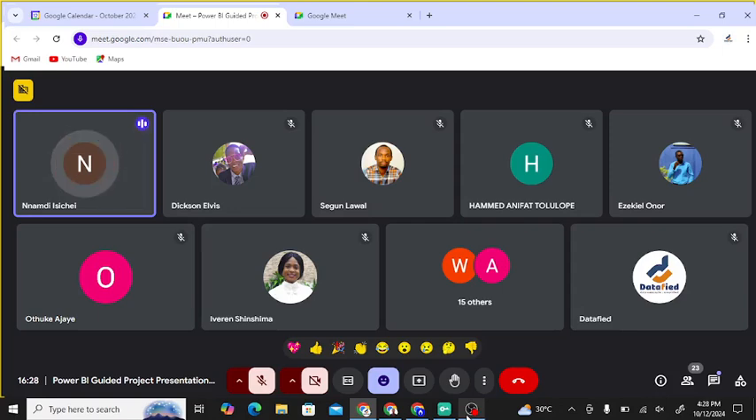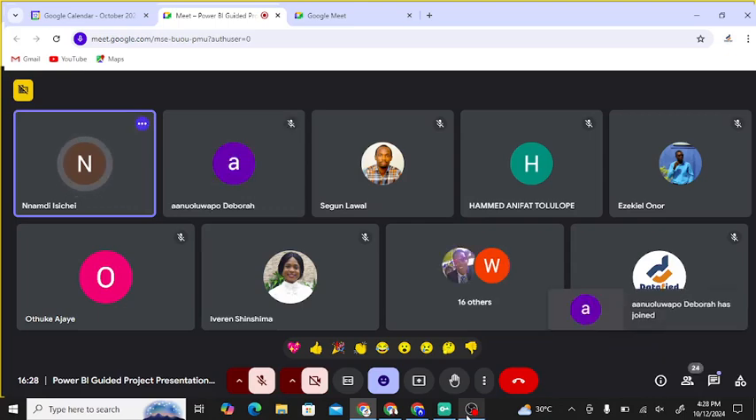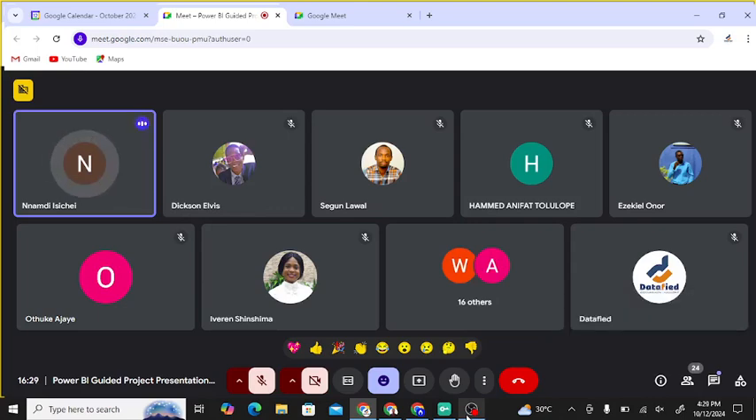Okay, so before I hand over to the panelists, let me just give a little background of the group of people we have on the call. These are people who came with zero knowledge of data. They had no prior knowledge of data at all, and this is the first time they are encountering data. They spent about 3 months with us at Datafied Academy.